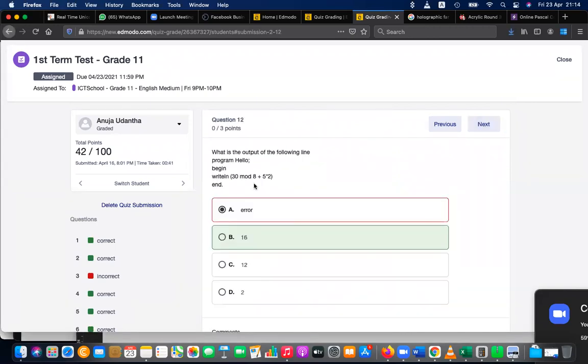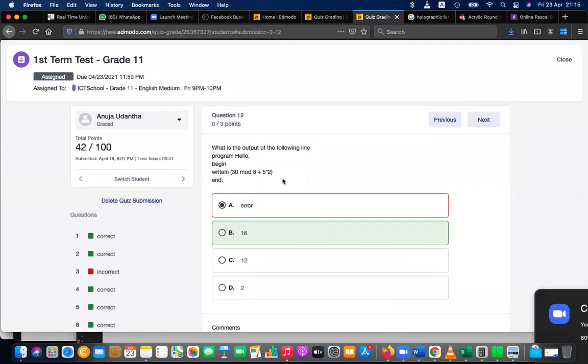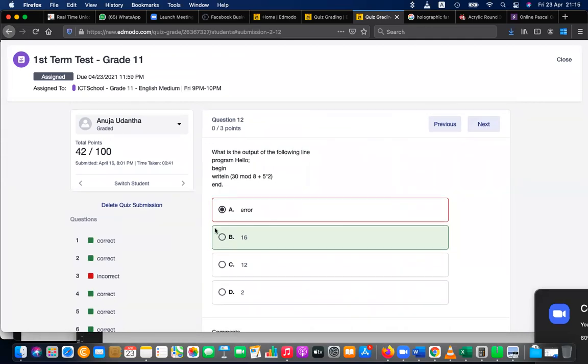So it's asking 30 mod 8. I'm giving this now. Okay, tell me the answer. What is the answer after 30 mod 8?